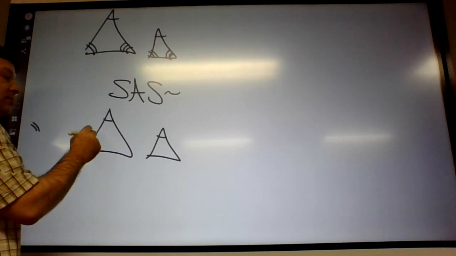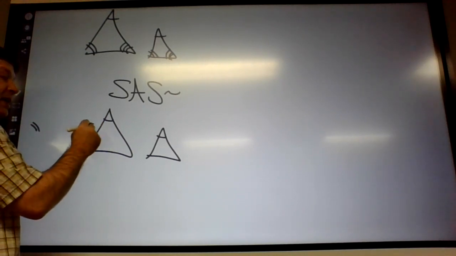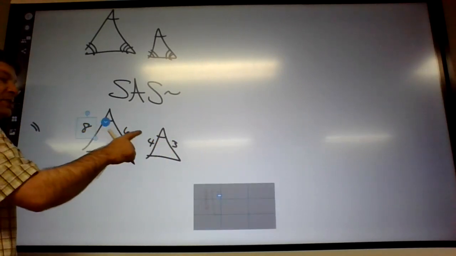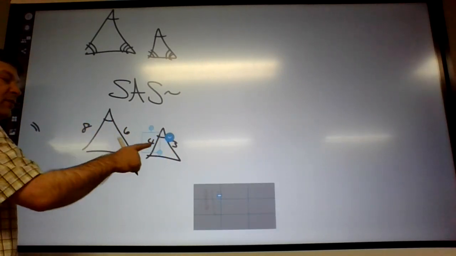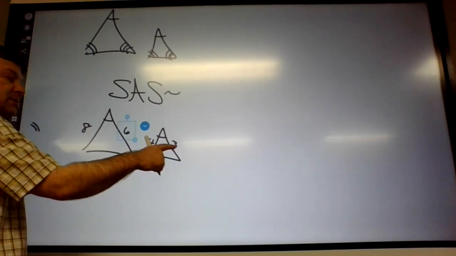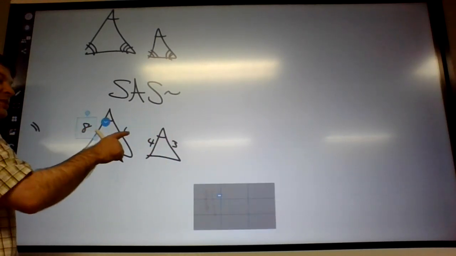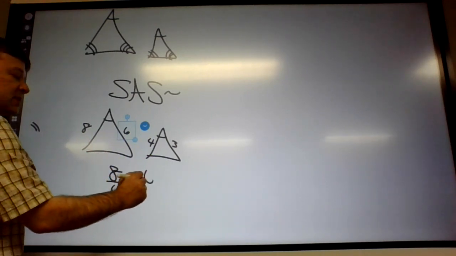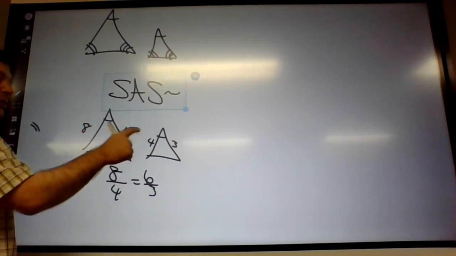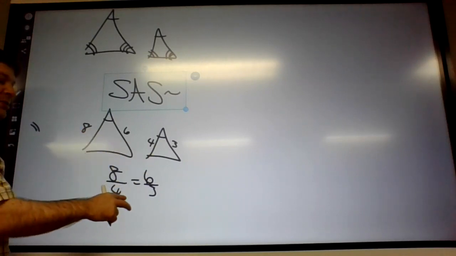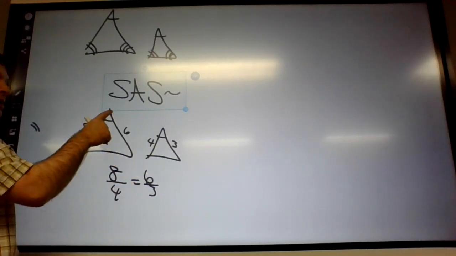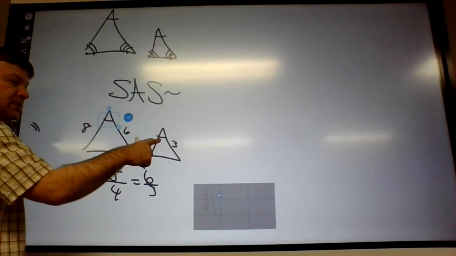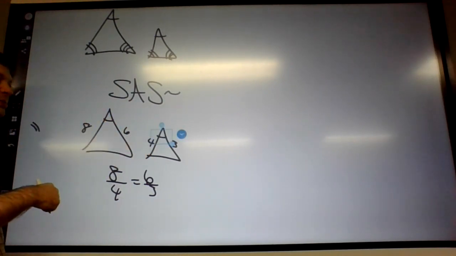So I'll give an example. Let's say this is like 8 and 4 and 6 and 3. So these two sides are proportional. 8 over 4 equals 6 over 3. You can even do 8 over 6 equals 4 over 3. But yeah, 8 over 4 equals 6 over 3. That's the side-side part. Two pairs of sides are proportional. The angle part is that the angle between those two sides is congruent.